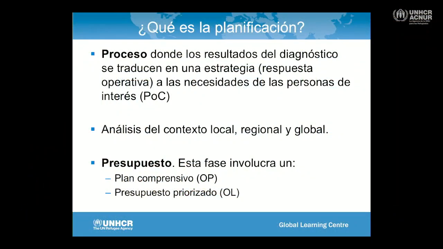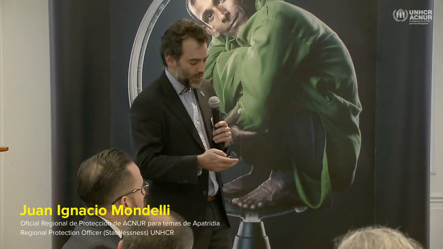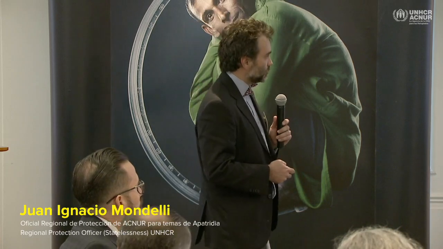So I always insist on the importance of the offices in terms of establishing the needs that they may have in terms of statelessness, and if we need to envisage additional funding in order to conduct more activities, and if there are funds, they will be developed.